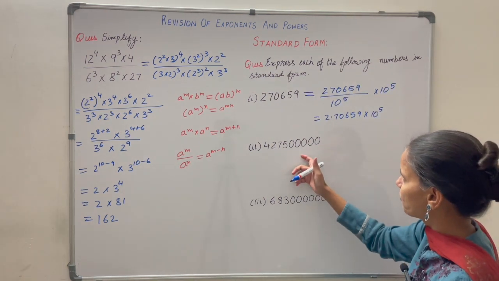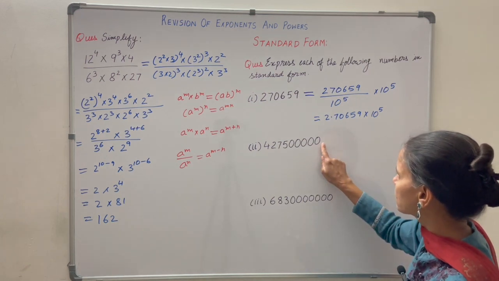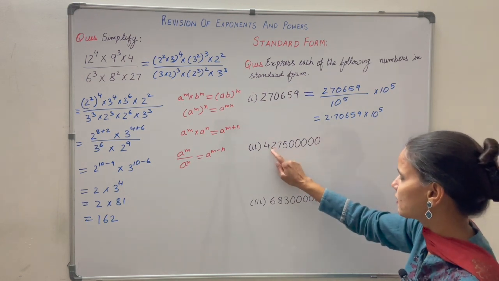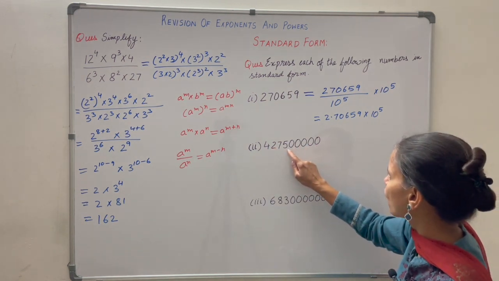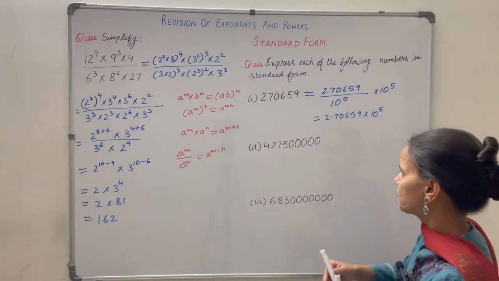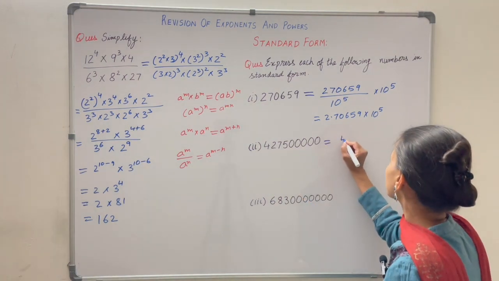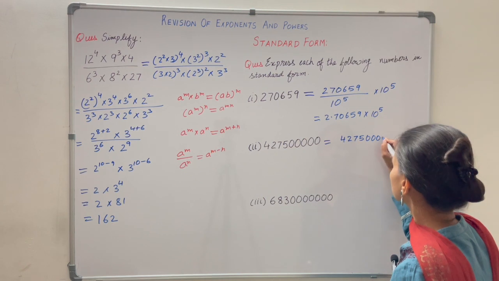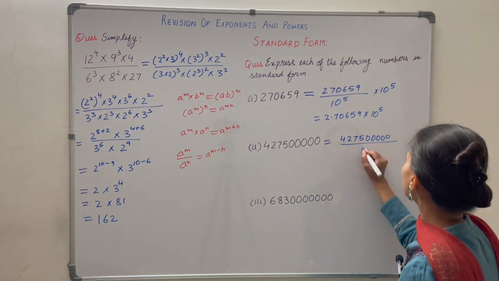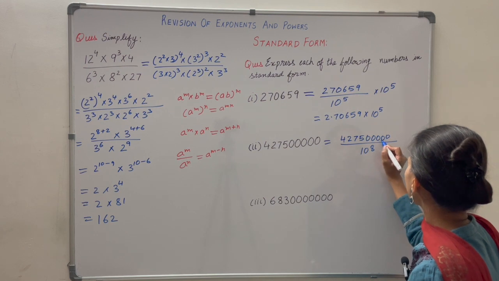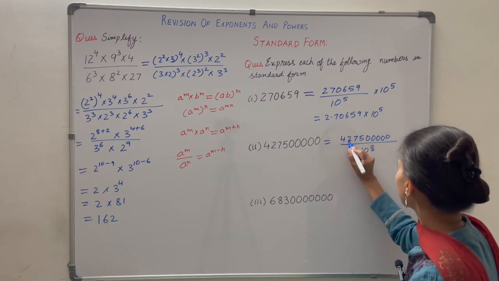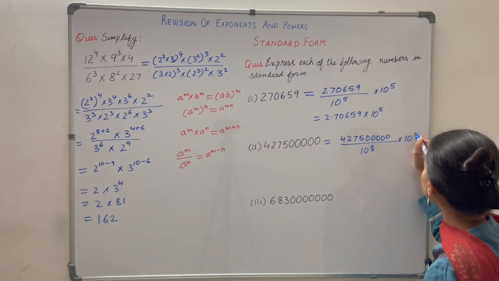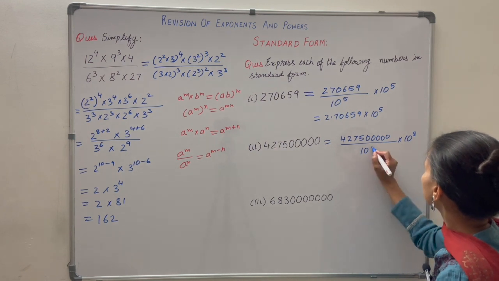Now let us take this number. So for this number, the decimal point is here. For this number to be between 1 and 10, the decimal point should be here. That means how much it has to move? 1, 2, 3, 4, 5, 6, 7, 8. That means you have to divide this number by 10 raised to the power 8. So let us write it down. Divided by 10 raised to the power 8. So it will come here 1, 2, 3, 4, 5, 6, 7, 8. If you are dividing this number by 10 raised to the power 8, then it should be multiplied also by 10 raised to the power 8, so that the number remains unchanged.